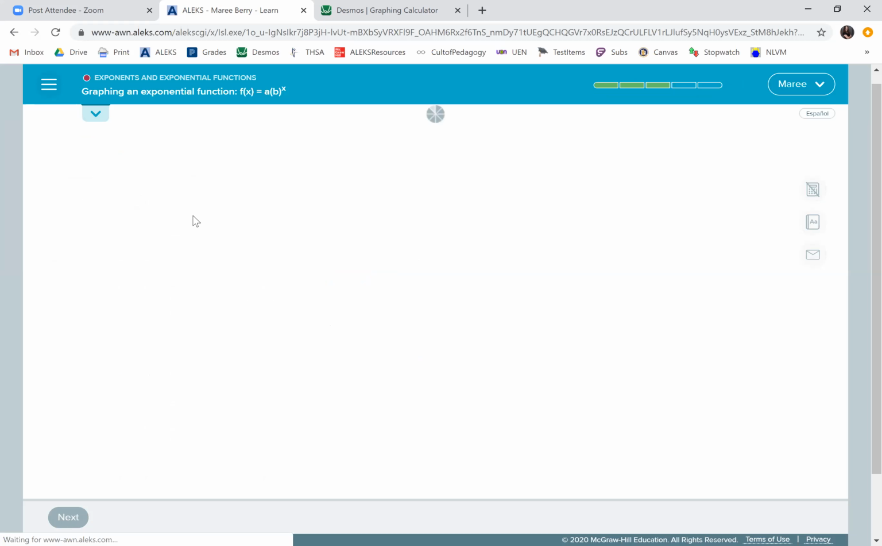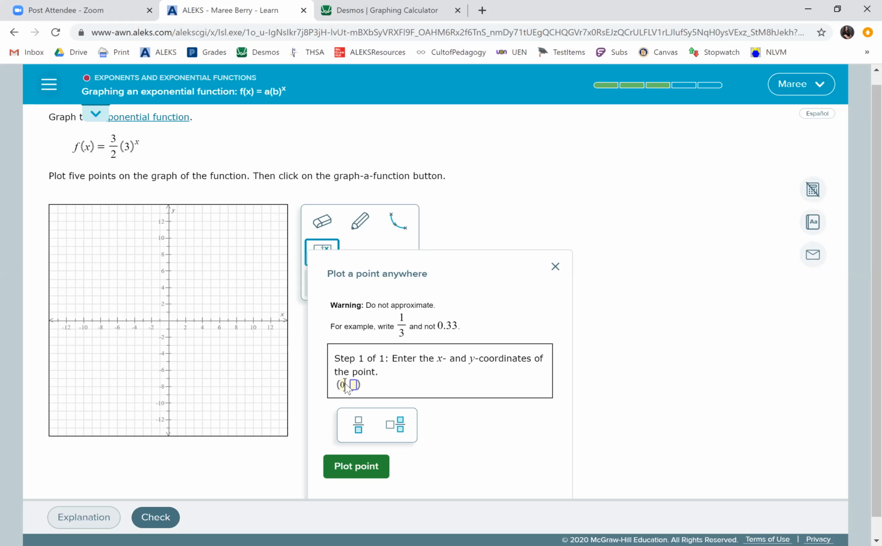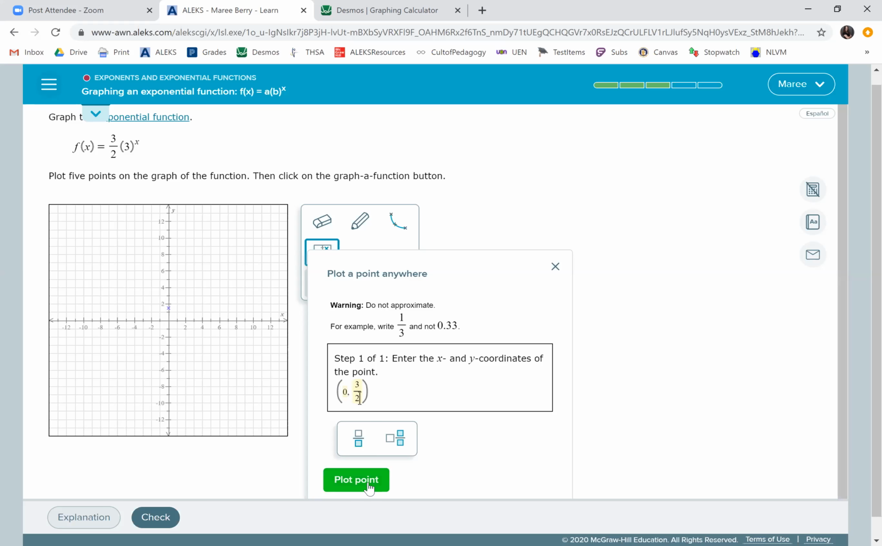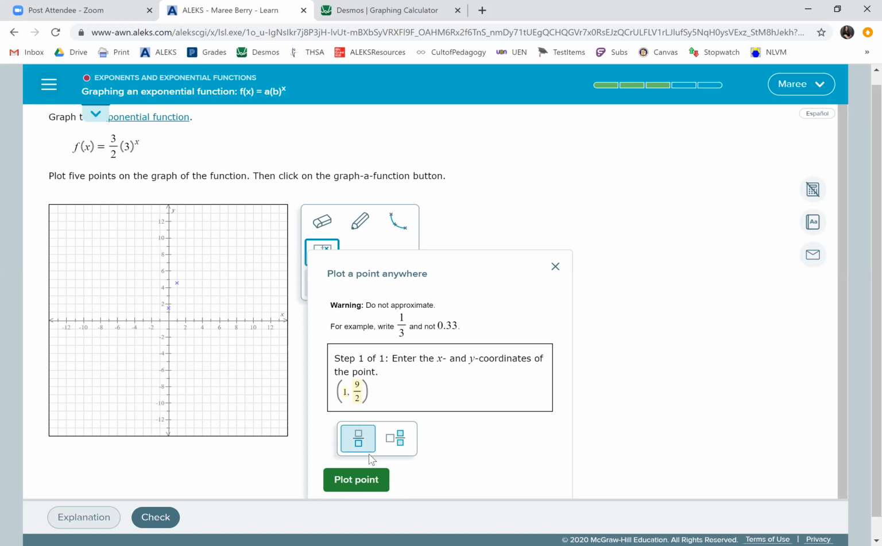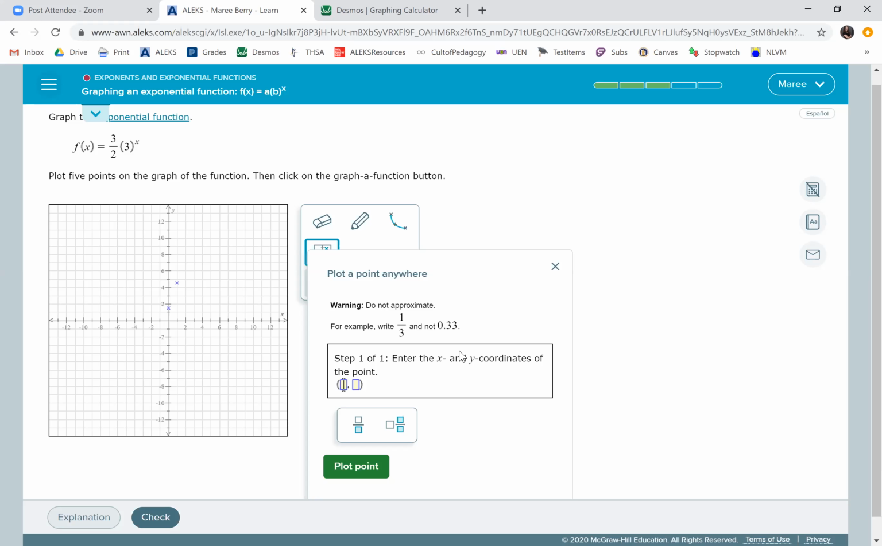Okay, again, I'd like to start with 0. So that's going to be 3/2. So when x is 0, it's going to be 3/2 times 1, which is 3/2. When x is 1, it's going to be 3/2 times 3, which is 9/2. And when x is 2, it's going to be 9 times 3/2, which is 27/2.